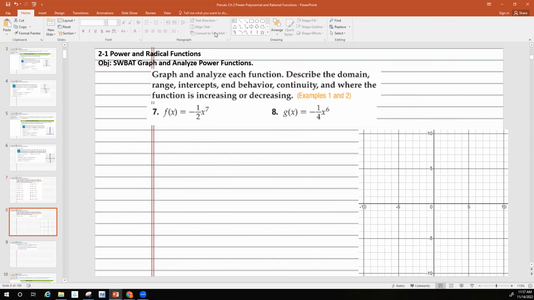Okay, so some things to note. You can plan out what it's going to look like. You notice that the n is odd and your a is negative. So odd means it's going to be going like this, but then because it's negative, it's going to be switched around, flipped around. It's going to be going down from left to right.